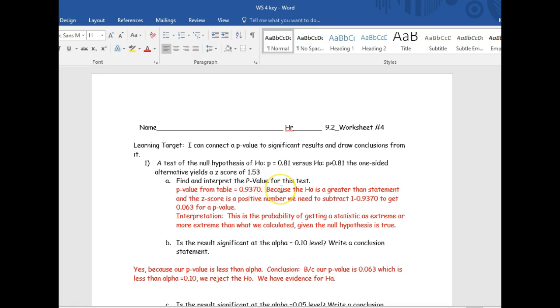And so as a result, we need to think: our alternative hypothesis is greater than 0.81, and our z-score is a positive number. It's on the positive side of the mean, of the center. So we need to subtract that from 1 to get 0.063 for our final p-value. The interpretation of this is the probability of getting a statistic as extreme or more extreme than what we calculated, given the null hypothesis is true. Typically we need to put this null hypothesis in context, but because we don't have a context here, we just leave it like that.